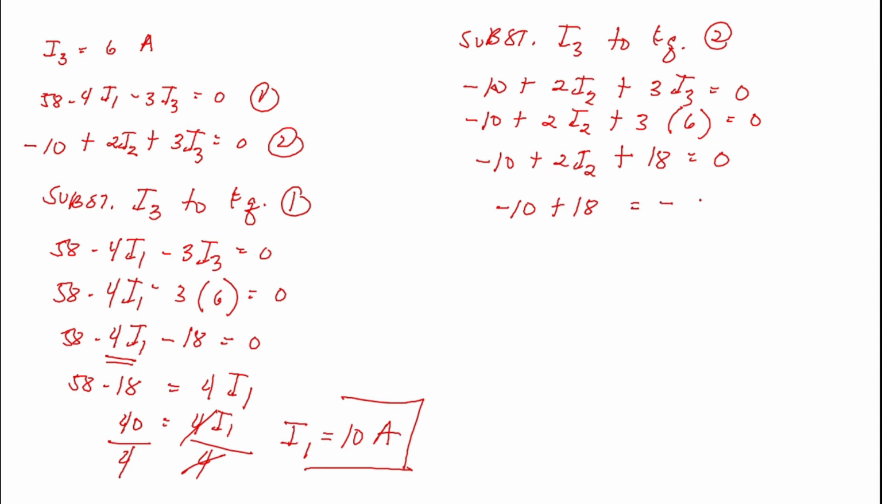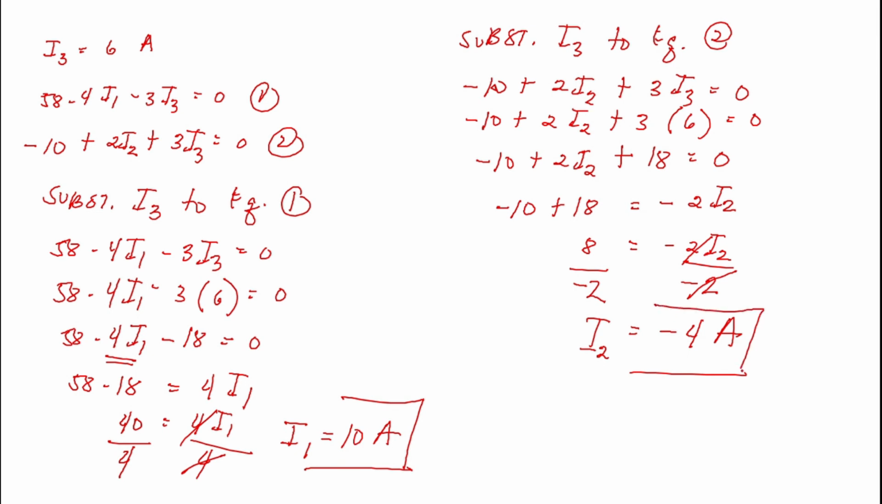So, negative 2I2 and then, negative 10 and then, ito ay 18. So, magiging 8. Positive. Is equals to negative 2I2 and then divided by both side by negative 2, negative 2. Cancel, cancel. Now, for the current 2, ang value niya is negative 4 ampere. May negative 4 ampere ba?